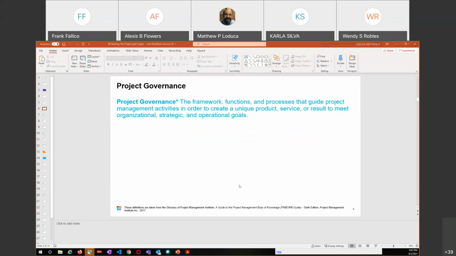So for project governance, that's an interesting definition here. The framework, functions, and processes that guide project management activities in order to create a unique product, service, or result, or meet organizational, strategic, or operational goals. If you start at a unique product, service, result, that's what a project is, right? That's what we do. We create a unique product, service, or result. And so this is essentially a guide on managing the activities to do that. Pretty simple, straightforward, even self-explanatory, but it's something to keep in mind.